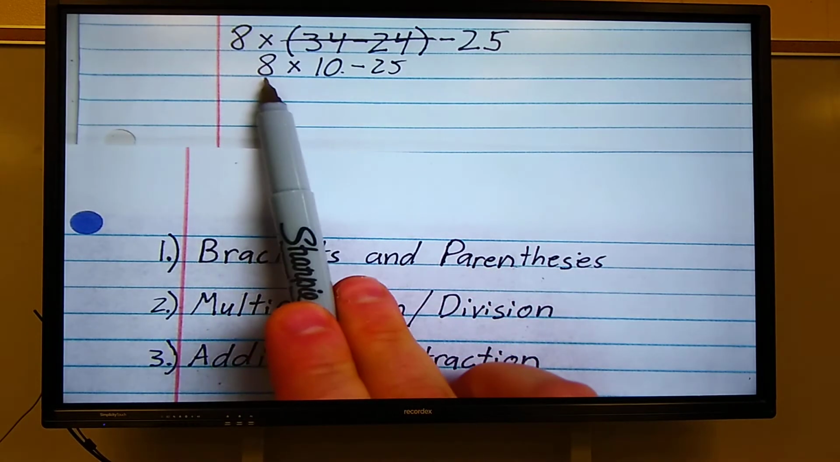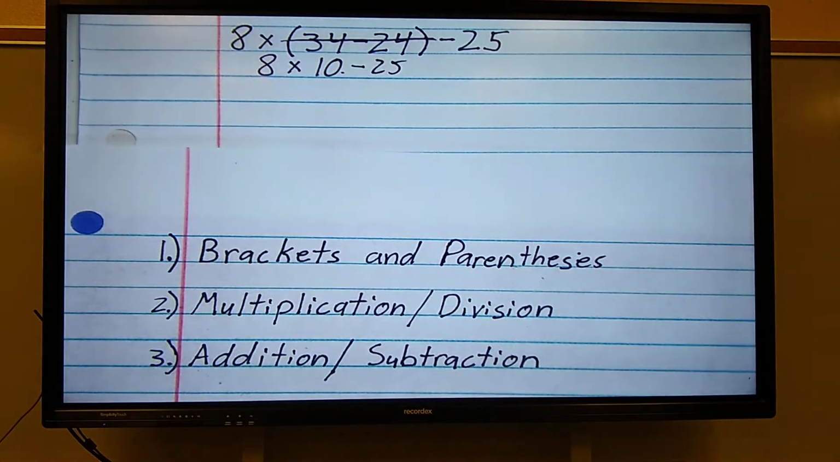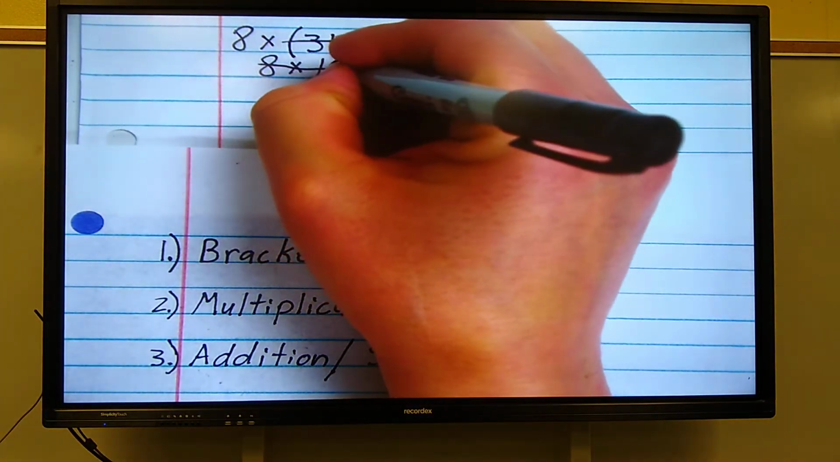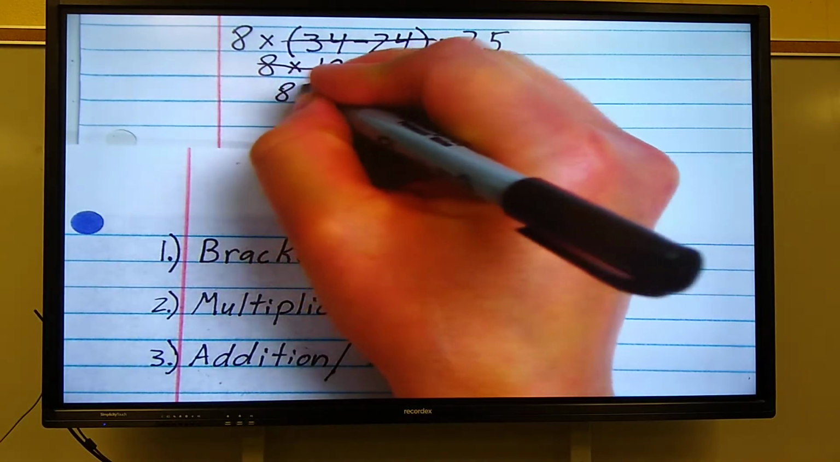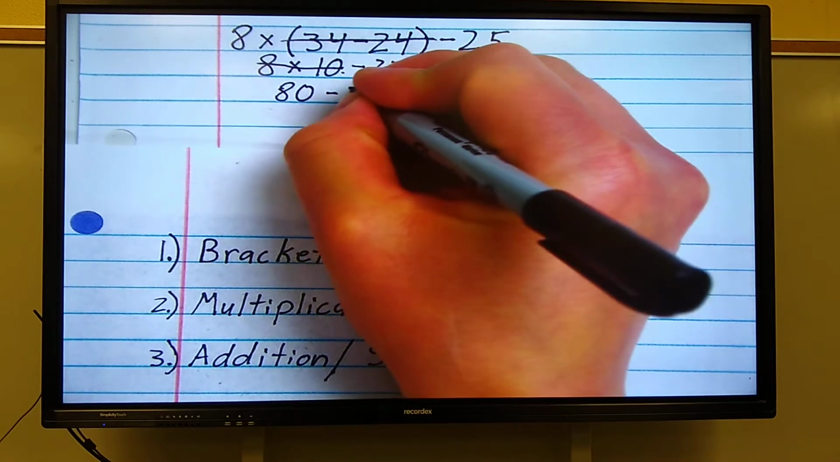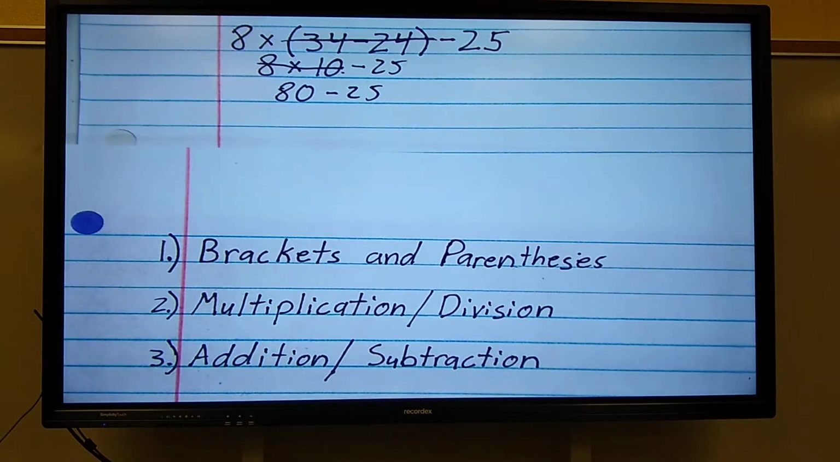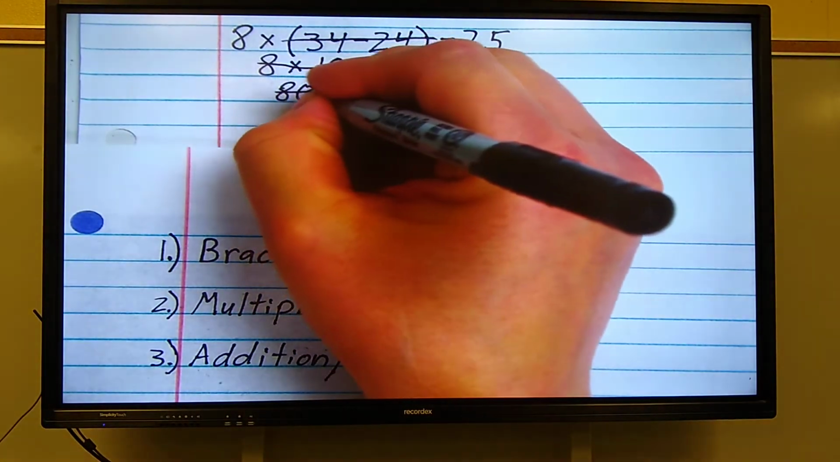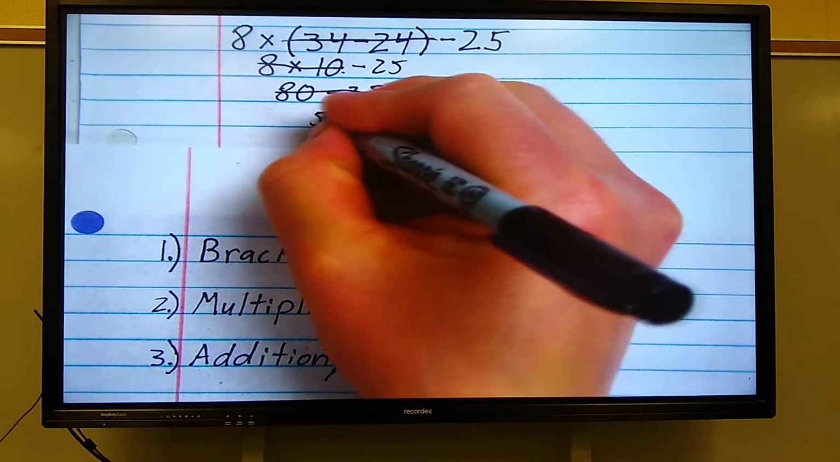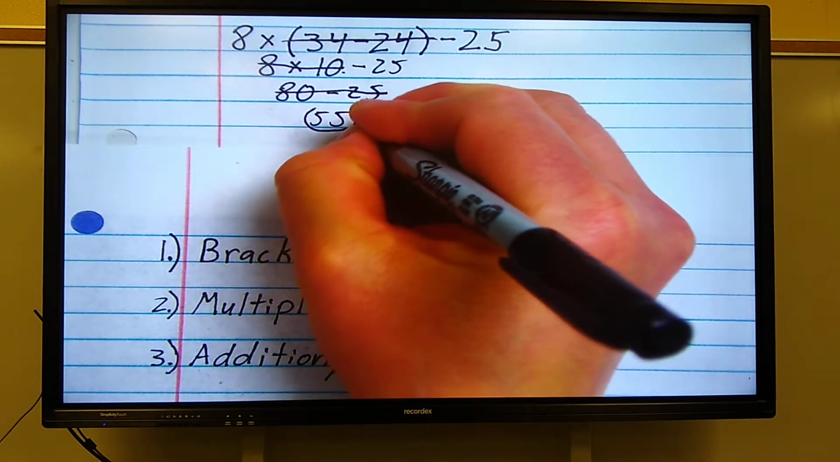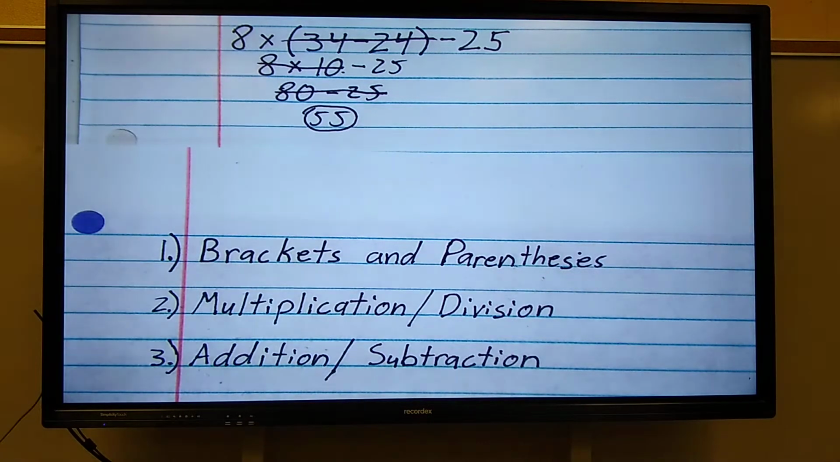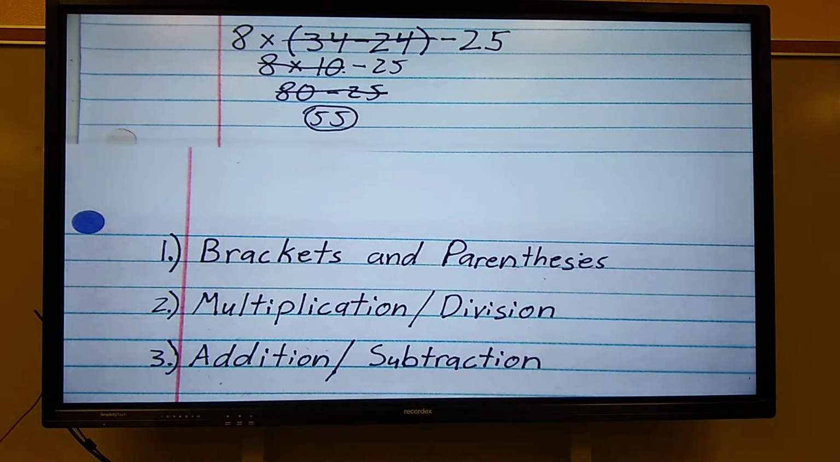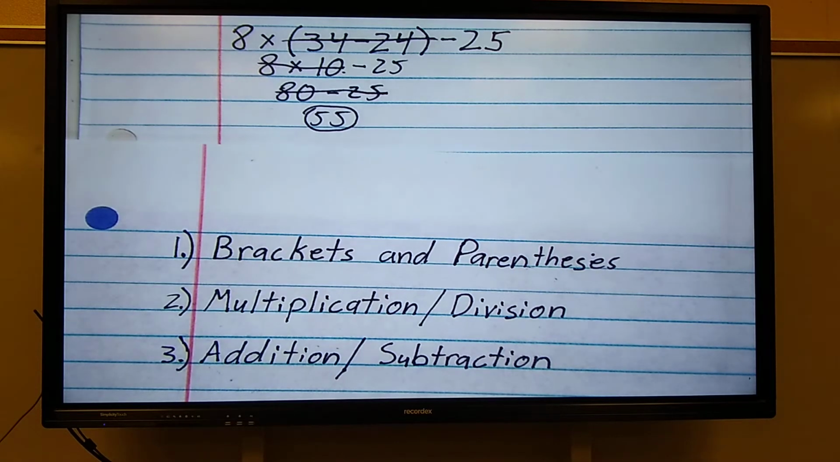Let's see if I have any of that. I do. 8 times 10. So I'll solve that next. 8 times 10 is 80. Bring down the rest of the problem. And then I'm left, well, there's no more multiplication and division, but I'm left with the subtraction problem. 80 minus 25, and that equals 55. 55 is your final answer. Check your work. See if you did not get 55, see where you got it wrong.